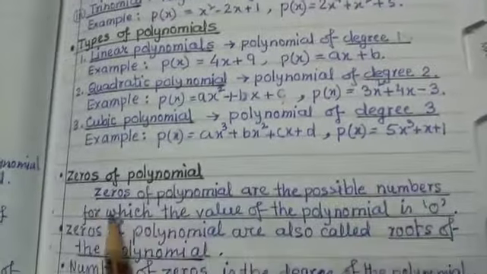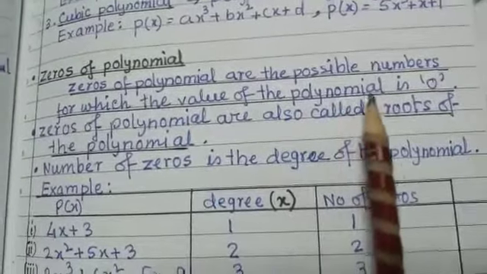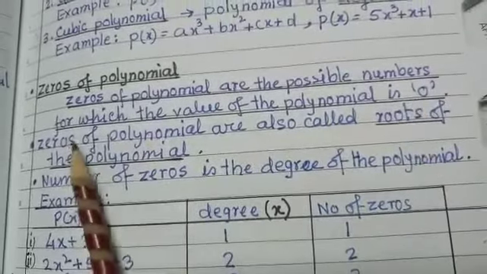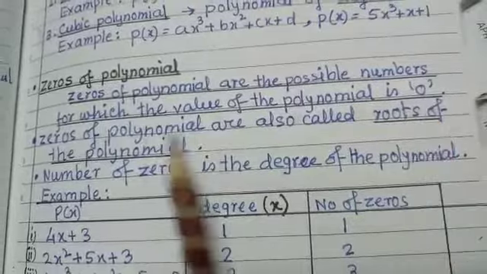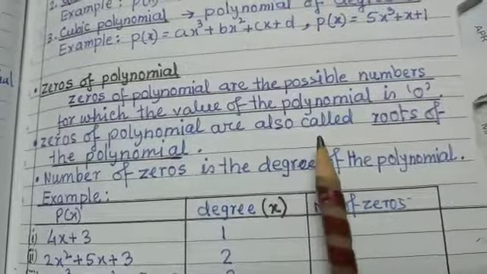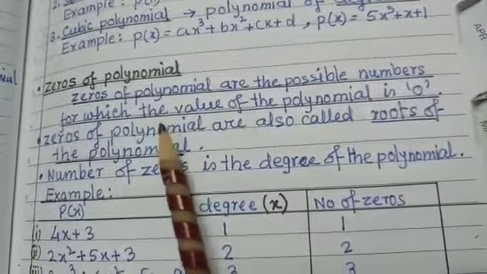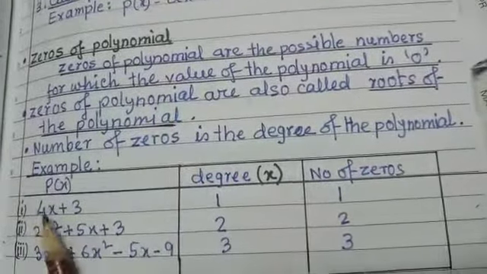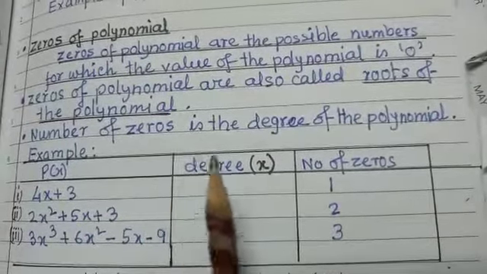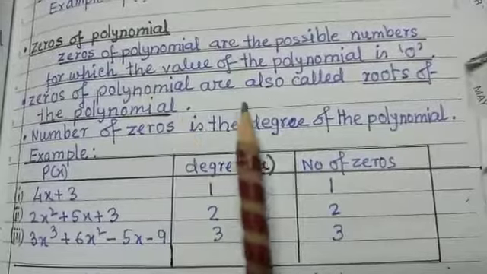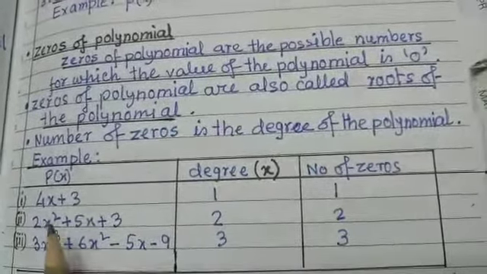Now next is zeros of a polynomial. Zeros of a polynomial are the possible numbers for which the value of the polynomial is 0. Zeros of a polynomial are also called the roots of the polynomial. If we substitute a value in place of x, for which number its value is coming 0, that is the zero of the polynomial.